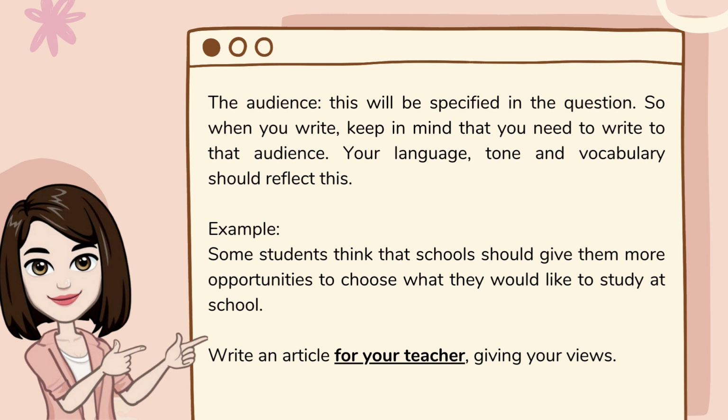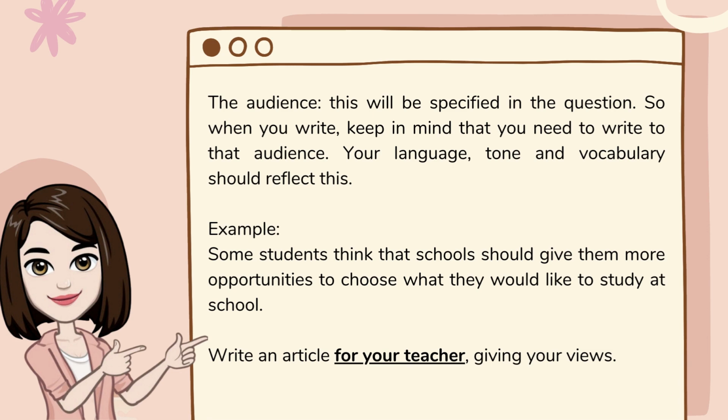Example, some students think that school should give them more opportunities to choose what they would like to study at school. Write an article for your teacher giving your views. So in this particular prompt, we are aiming to write for your teacher, meaning to say that your approach in terms of language, tone, and vocabulary should be quite formal. Avoid using contractions.